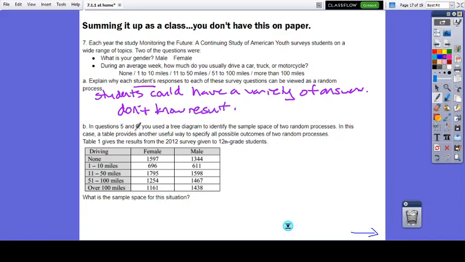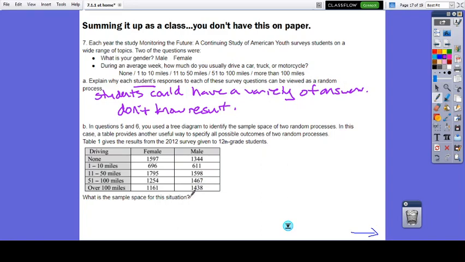Okay. In questions 5 and 6, you used a tree diagram to identify the sample space of two random processes. In this case, a table provides another useful way to specify all possible outcomes of two random processes. This table gives the results from the 2012 survey given to 12th grade students. What is the sample space for this situation? So this is where it gets interesting. Tree diagrams can definitely help, but this also gives you something.